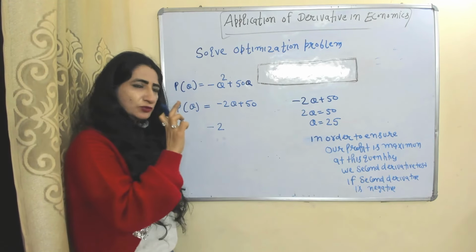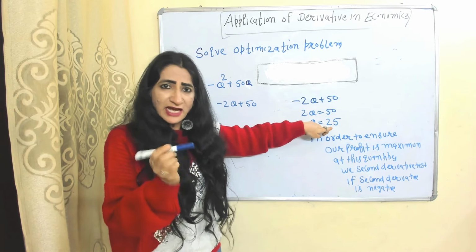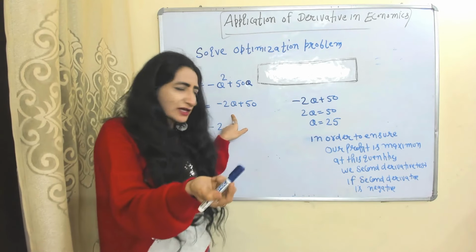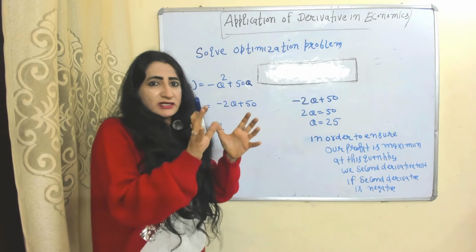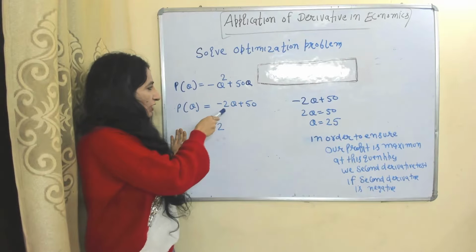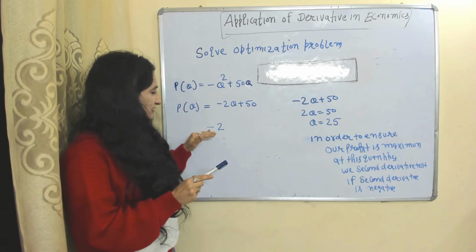In order to ensure our profit is maximum at this output, at this quantity, we will take the second derivative test. If the second derivative is negative, that means this quantity is giving us maximum profit. So this is our first differentiation. We will do differentiation again. It will be called the second derivative test. When we differentiate again, the constant becomes 0 and minus 2q becomes minus 2. So here you can see our second derivative test is negative. That means this quantity of 25 is giving us maximum profit.